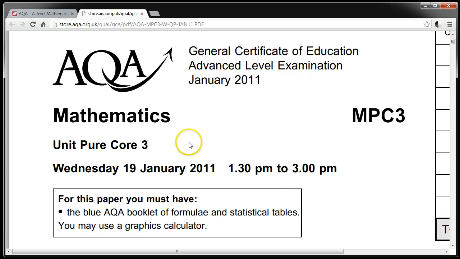Okay then guys, let's have a quick look at this paper then. This is a C3 paper for AQA Examination Board, January 2011.